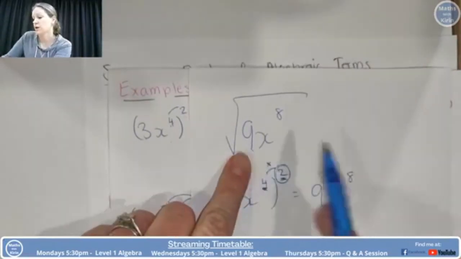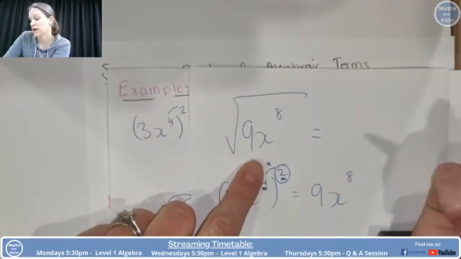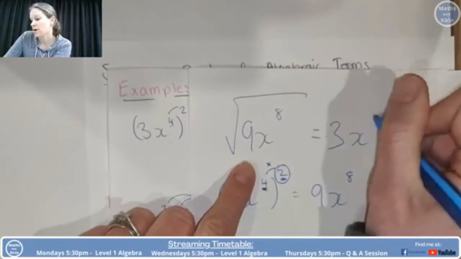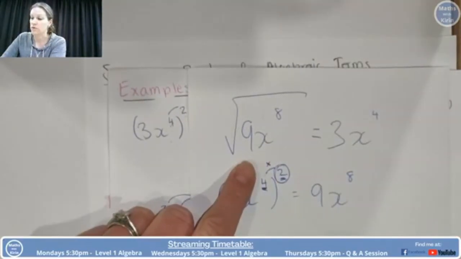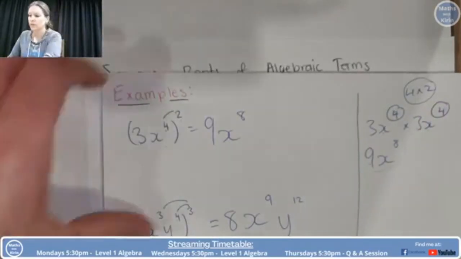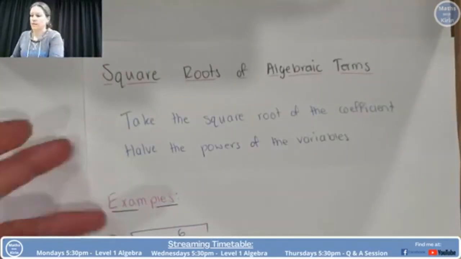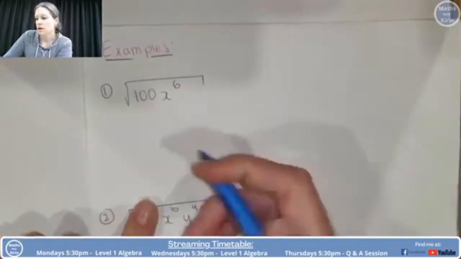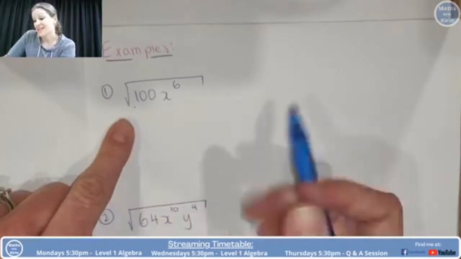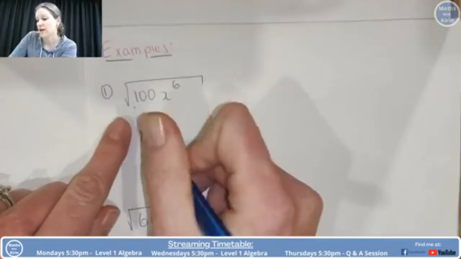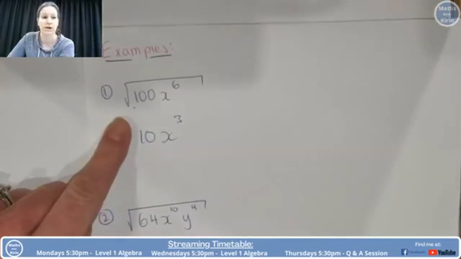So if we took the square root of 9x to the power of 8, the square root of 9 is 3, and then we halve our power, we get x to the power of 4. Okay, undoing that squaring that we had before. So if we go to a couple of examples for square roots, the square root of 100x to the power of 6, we take the square root of 100, that's 10, and then we halve that power, so we get x to the power of 3.